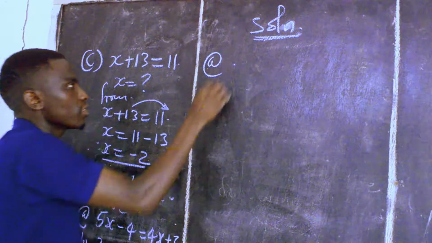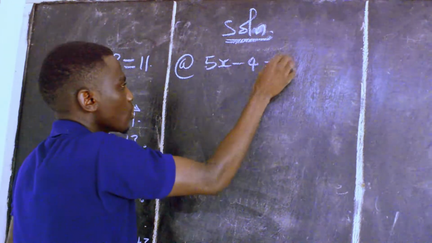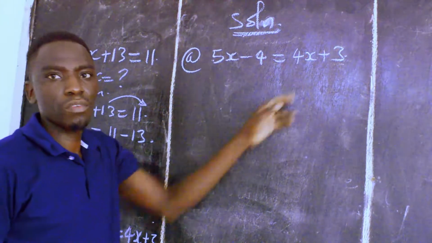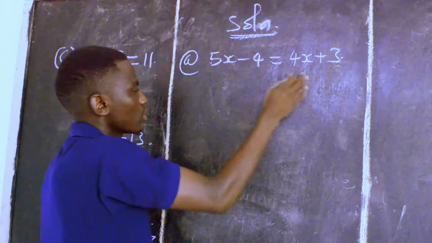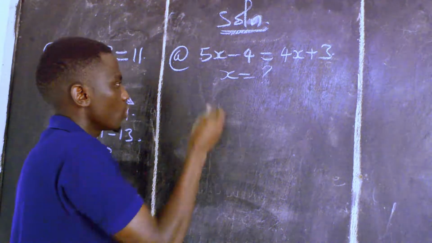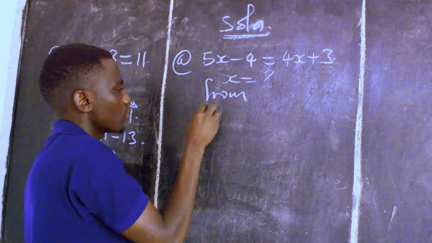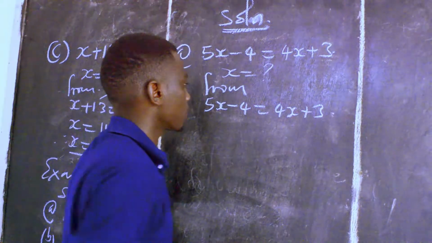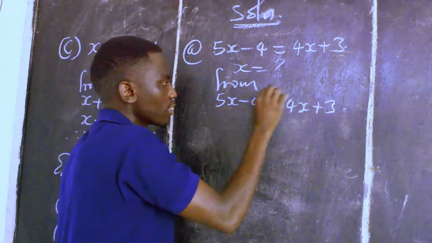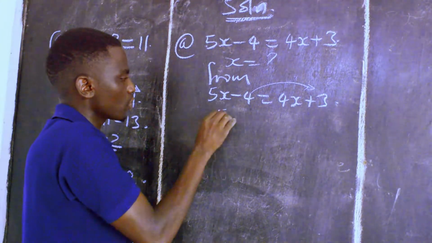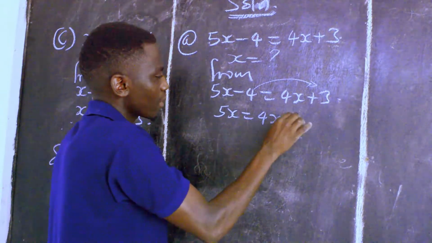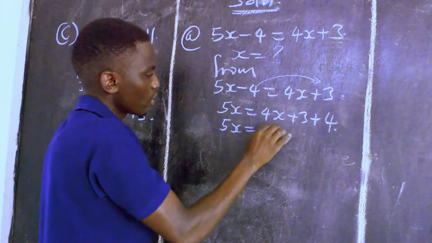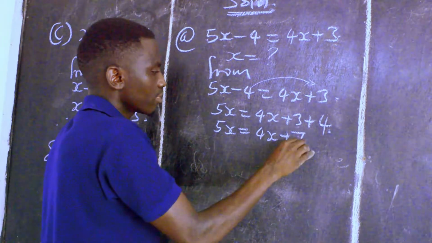This is the solution. A, we have this one. You are given 5x minus 4 is equal to 4x plus 3. So here we are finding the value of x, which we don't know. So from the equation above, you have 5x minus 4 is equal to 4x plus 3. This 4 here is negative. Once it comes to this side, it becomes a positive. So it remains 5x will be equal to 4x plus 3 plus 4, which gives 7.